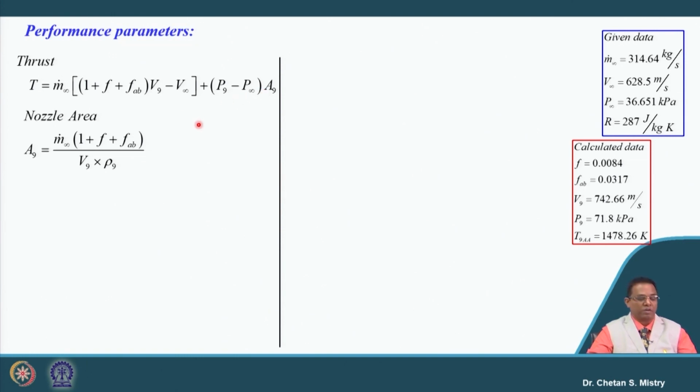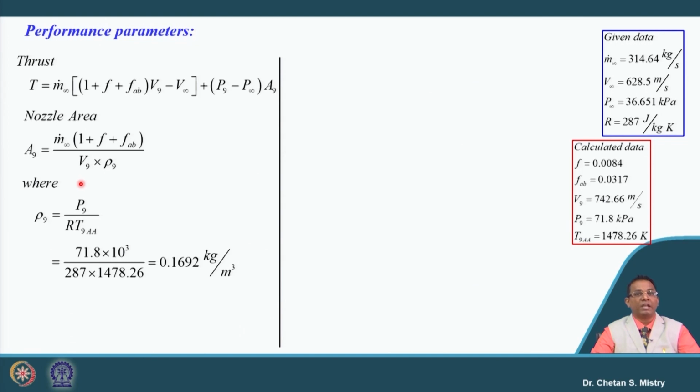So, based on our fundamental continuity equation, we can do the calculation for the nozzle exit area. So, m dot is given by density into area into velocity. Here, since the exit condition is different, we need to do the calculation for the density at the exit of the nozzle. So, that is given by P9 by R T9. Now, this P9 we have already calculated, T9 also is known to us. So, we can say density is coming to be 0.1692 kg per meter cube.